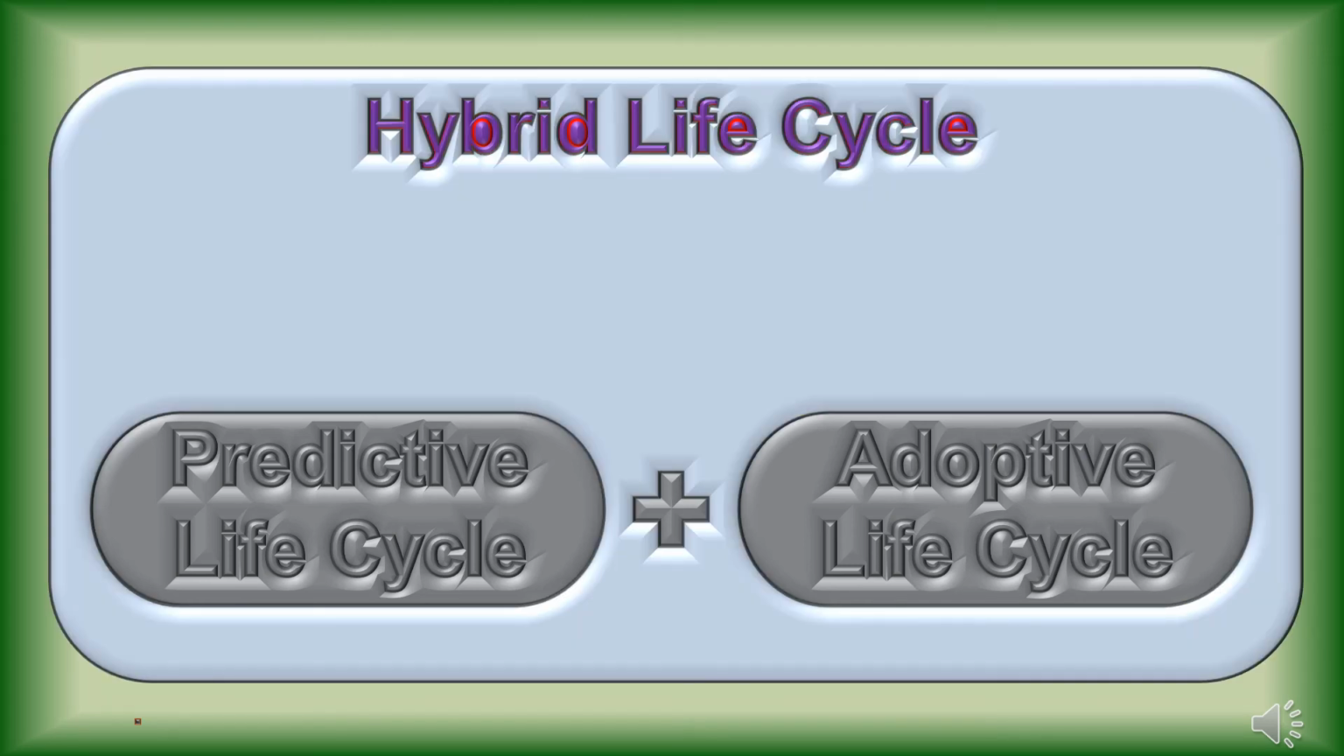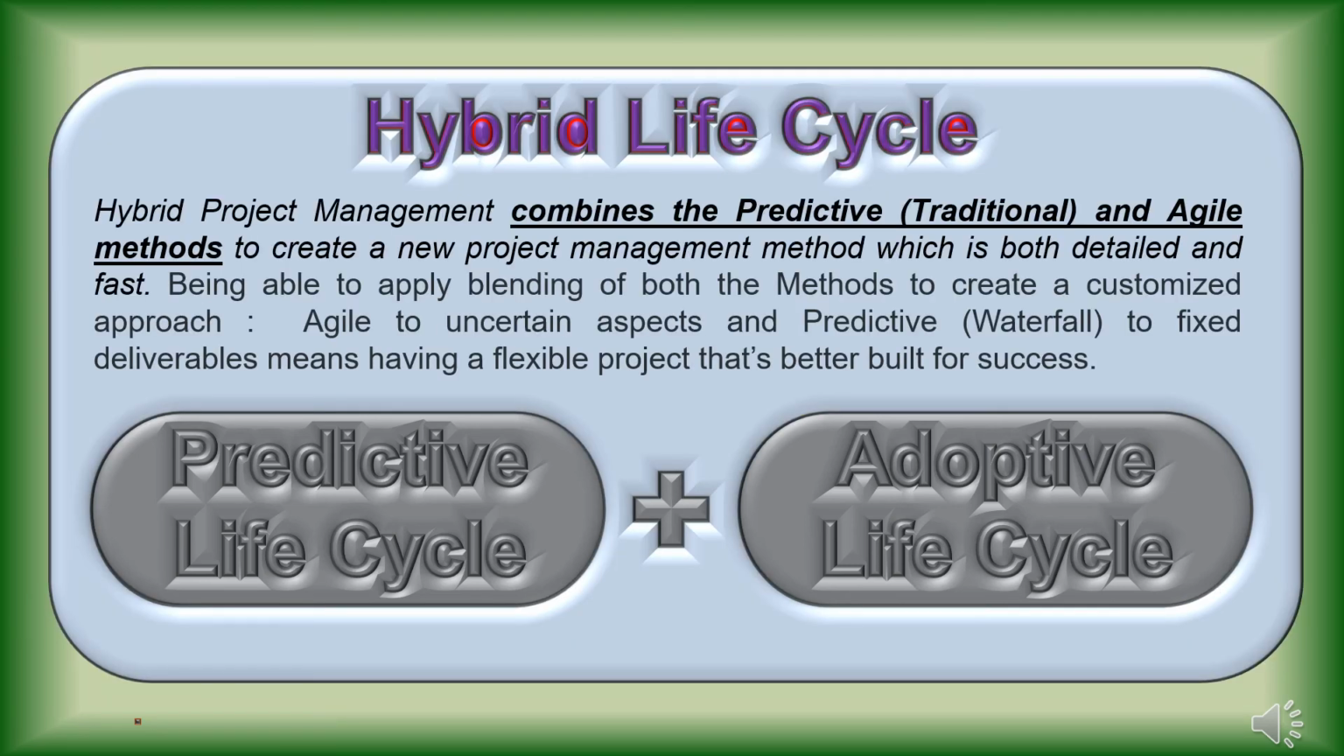Hybrid project management combines the predictive traditional and Agile methods to create a new project management method which is both detailed and fast. Being able to apply a blending of both methods to create a customized approach, Agile for uncertain aspects and Predictive waterfall for fixed deliverables, means having a flexible project that's better built for success.